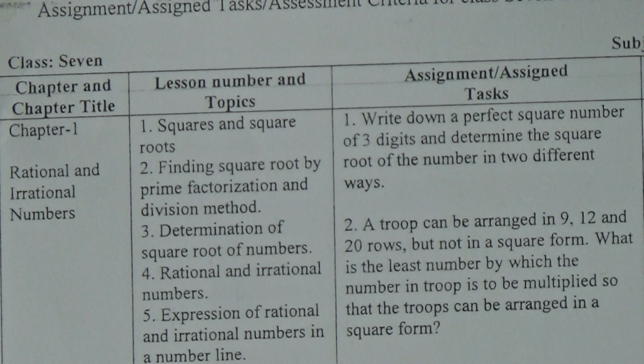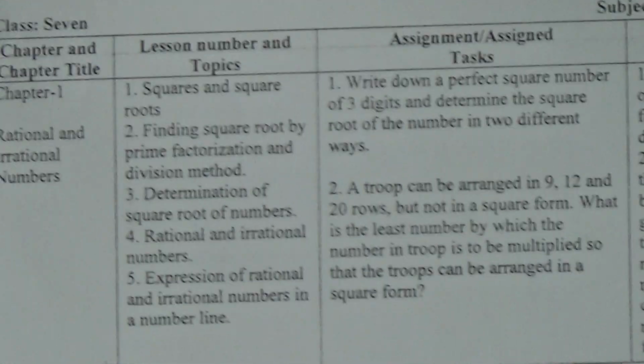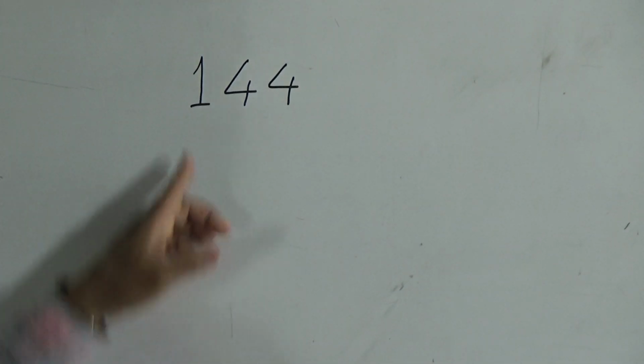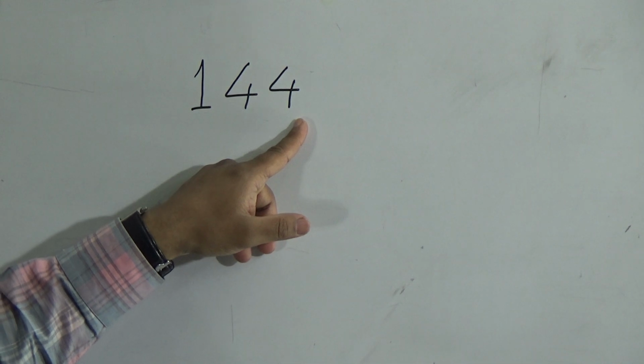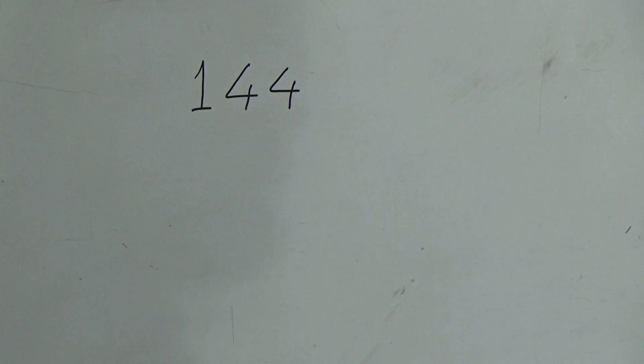To write down, we know a perfect square number is 100, or you can write down 121. I will write down 144 here, because 144 is also a perfect square number which contains 3 digits. My dear students, I repeat again, you must arrange the language by yourself. I am doing only the solution here.